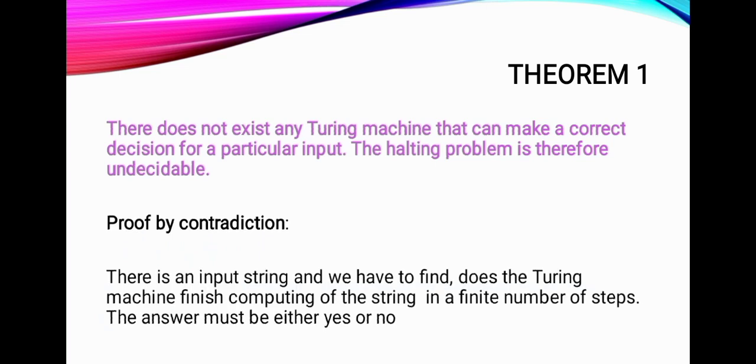There is an input string and we have to find: does the Turing machine finish computing the string in a finite number of steps? The answer must be either yes or no. Because it is undecidable, we cannot tell whether it completes the string in a finite number of steps. So the answer can be yes or otherwise no.